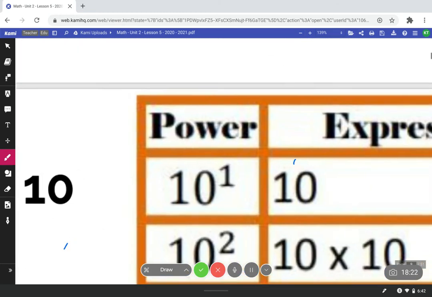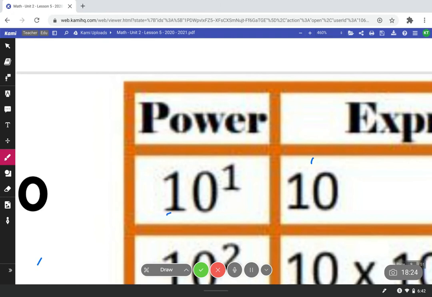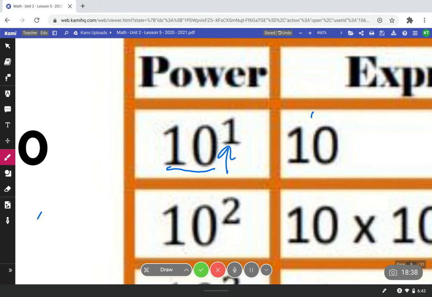So let's start with 1. 10 to the power of 1. What that means is that we are going to multiply 10 by itself once. I know that seems weird and silly, but it will make sense with more examples.